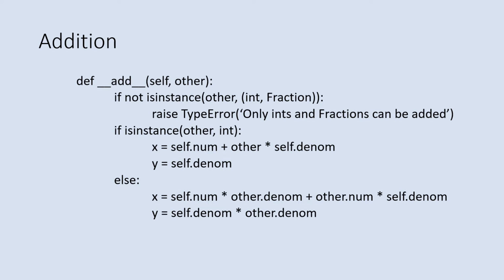So now we have, in one of two ways, an x and a y that we either got because the other thing was an int, or an x and a y that we got because other was a fraction. And so what we're going to do at this point then is return the fraction x comma y. And so when you see the plus symbol with a fraction plus something else, if the something else is an int or a fraction, then the calculation will be done correctly. And so this dunder add method allows us to do that correctly.